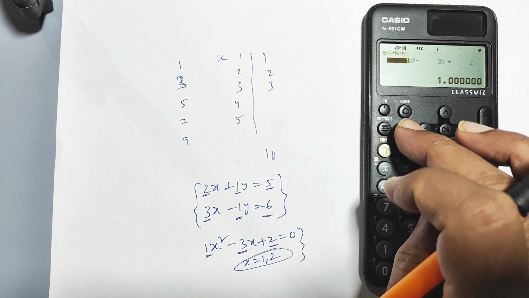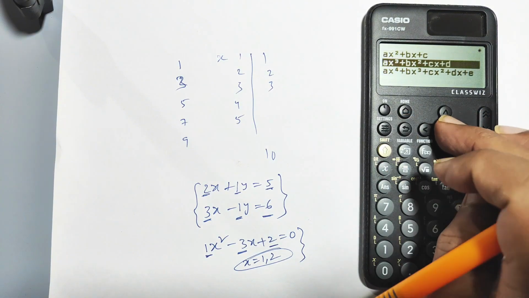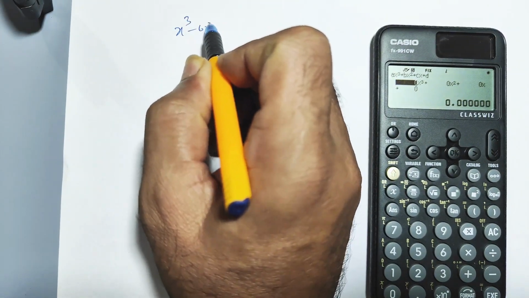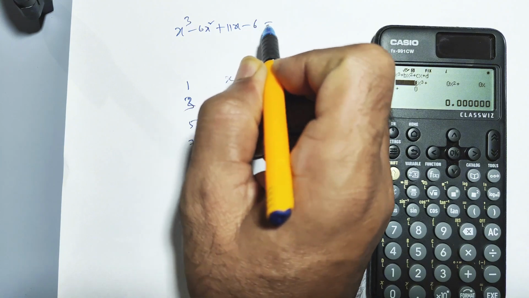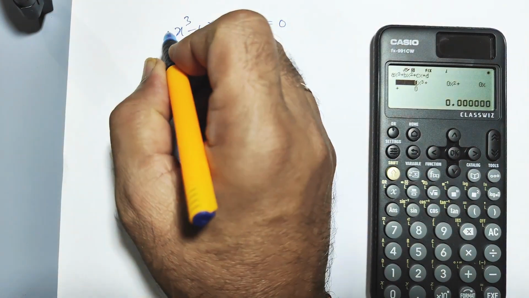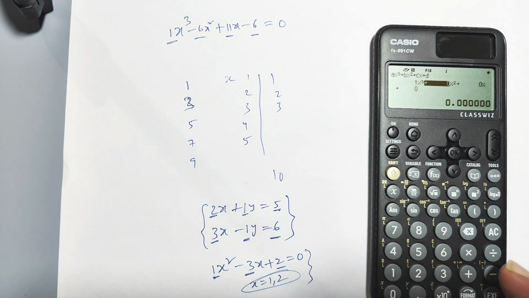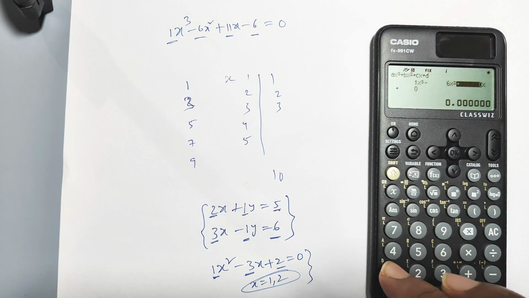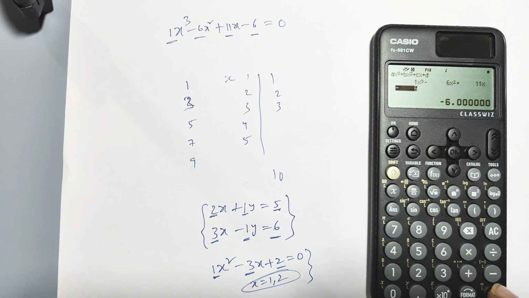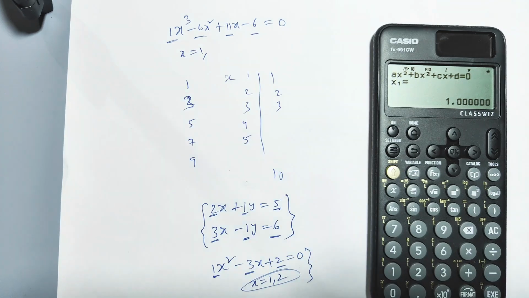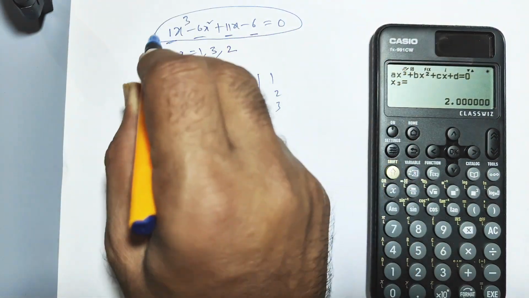And also you can solve cubic equations. Suppose you take the cubic equation as x cube minus 6x square plus 11x minus 6 equal to 0. Right? So then what are the coefficients? 1, minus 6, 11, minus 6. You press enter, it will show x1 equal to 1, 3, 2. So 1, 2, 3 are the roots of this cubic equation.